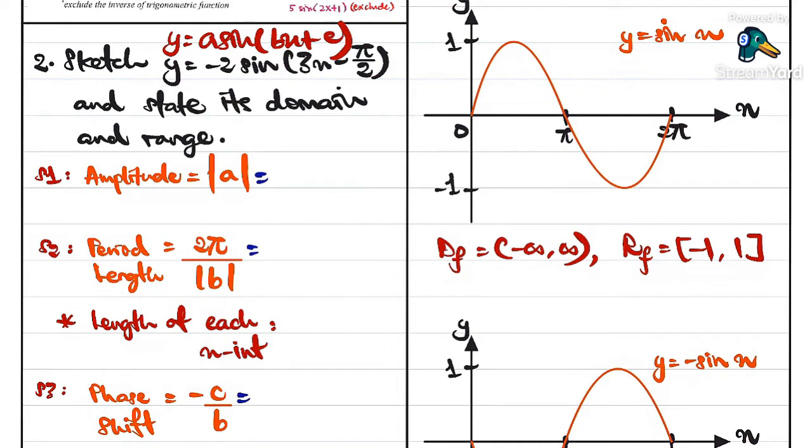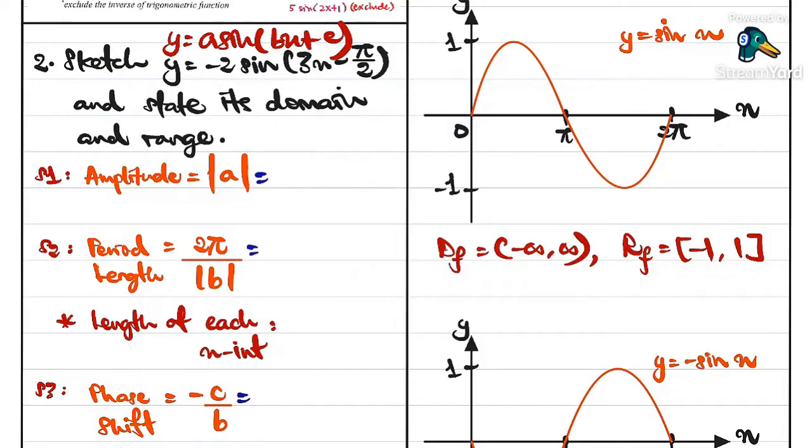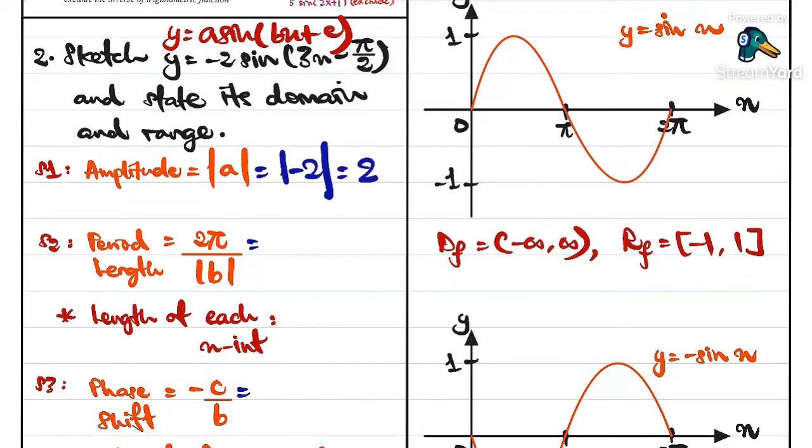So basically, our a is -2, our b is now 3, and our c is negative pi over 2. Right? So you don't need to worry about it. You just follow the same steps here. Step 1 is amplitude. The amplitude is -2, but we must put a modulus. Therefore, the amplitude is 2. Amplitude is positive 2. It's okay about that.